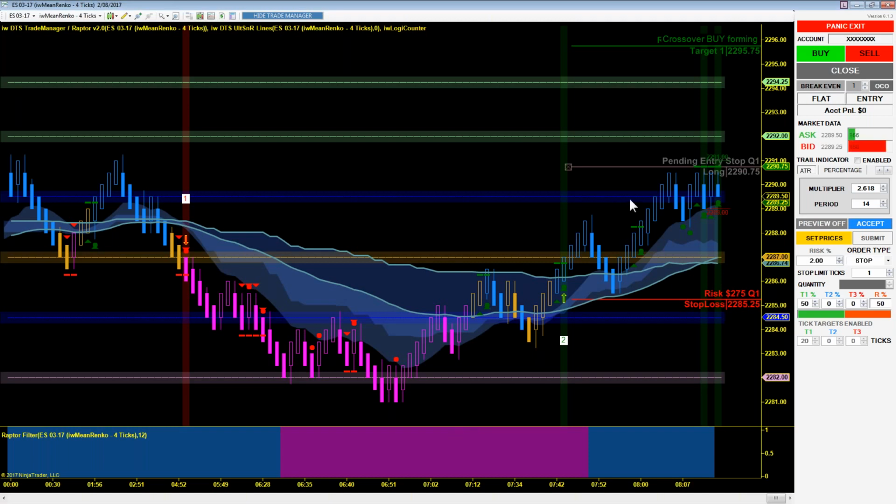All right, so that's how it works. You can see here we had the counter trend signal, so we could have already been long this market. Now we're getting the trend change signal, the crossover buy. And it looks as though we might see the E-mini try to press a little bit higher still.